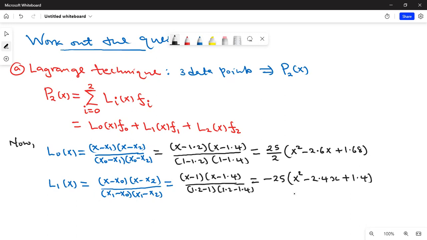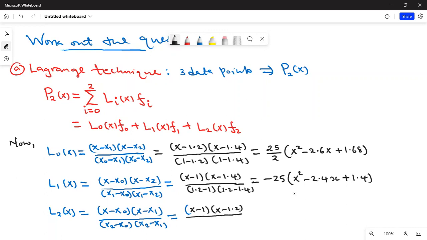plus 1.4. Finally, L2 of x, that's the same as x minus x naught, x minus x1, everything over x2 minus x naught, x2 minus x1. Again, if you substitute the constants, you're going to get x minus 1, x minus 1.2 over 1.4 minus 1, 1.4 minus 1.2. If you simplify again, you need to get 25 over 2 times x squared minus 2.2x plus 1.2.